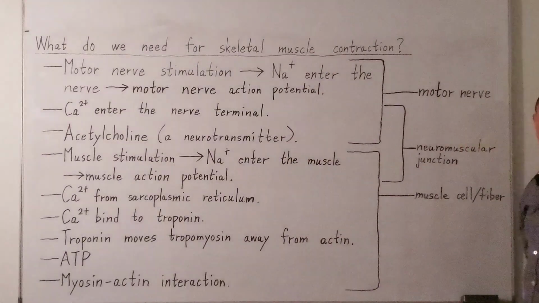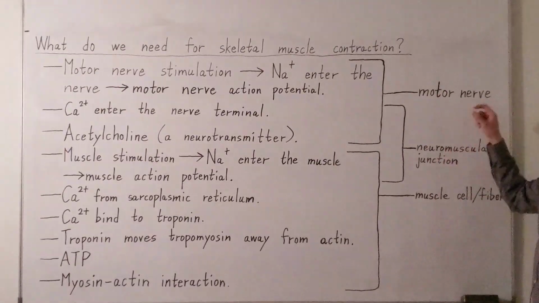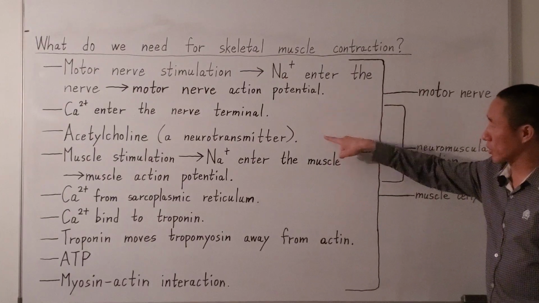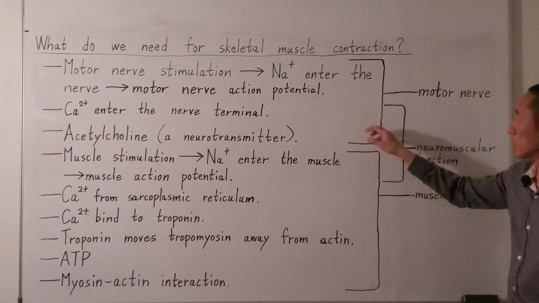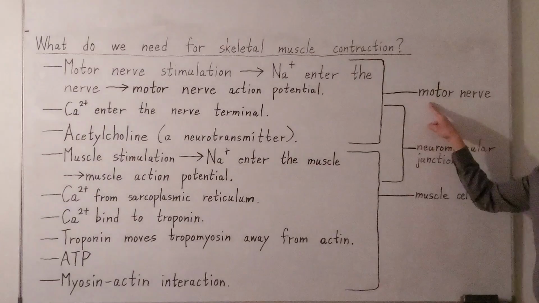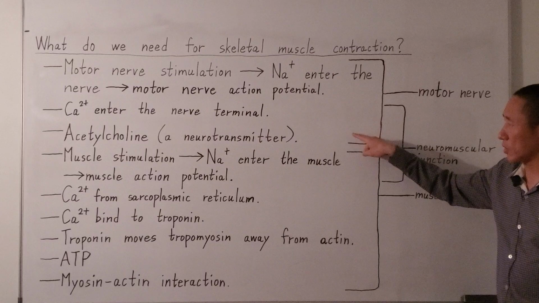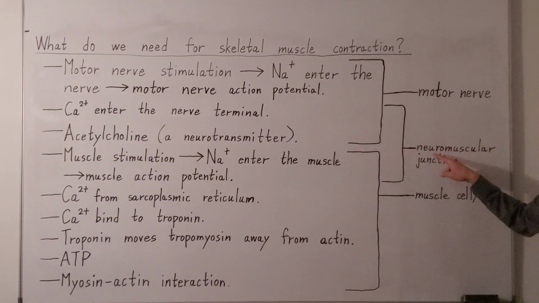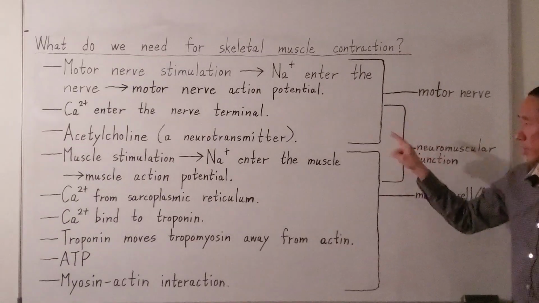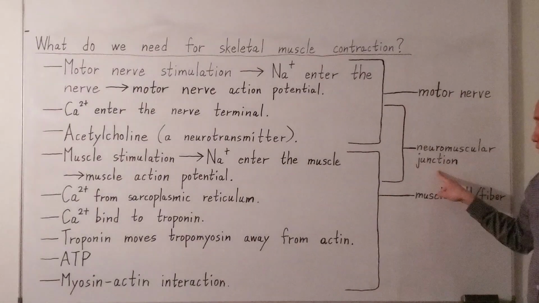Now let's talk about the location where each step happens. Okay, so you can see right here the first step, the second step, and the third step. You can see that we have a bracket here. It's telling you that the first step, second step, and third step happen in the motor nerve. Then you can also see that the second step and the third step also happen in the neuromuscular junction as well. So you can see the bracket right here, right? And in addition to that, the fourth step over here also happens in the neuromuscular junction.